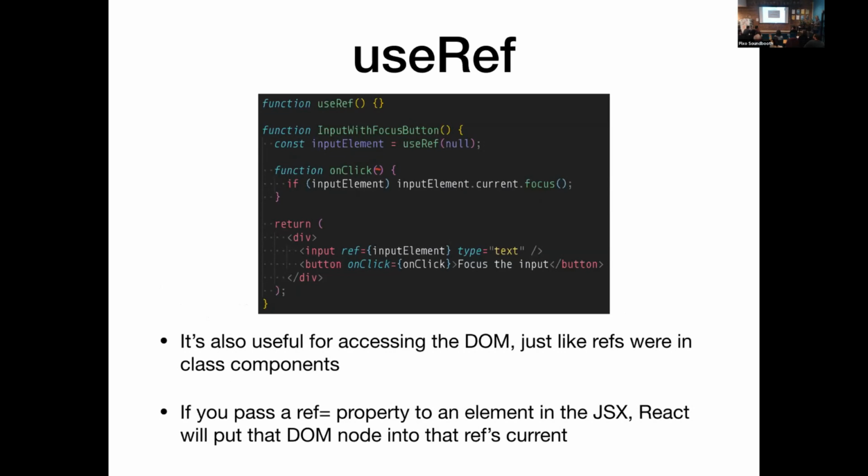And if you're wondering where the ref comes from, I can create a ref here, and then when I render it, if I say ref equals and then mention that reference, React will stick a reference to this particular DOM element in that variable. So we can then access inputElement.current like we do here, and then do things with it if we want. What this does is render an input and a button, and if you click on the button, it will put the cursor focus on the input element. This is a simple example.